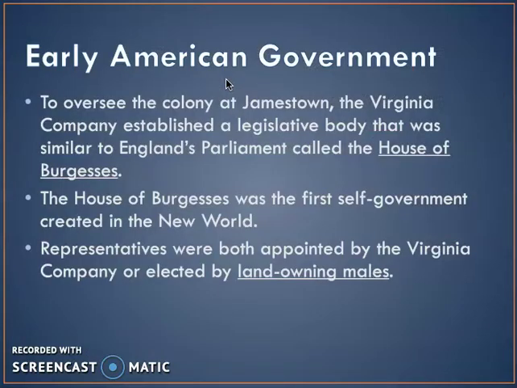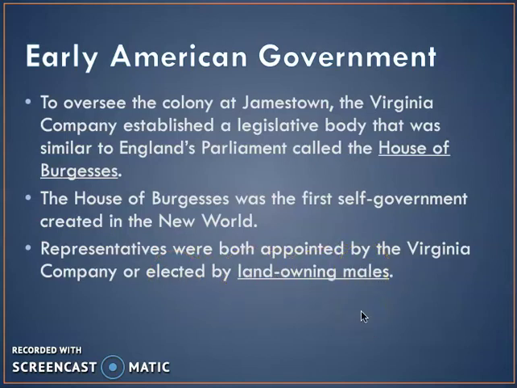Now, the early American government. All right, so to oversee the colony at Jamestown, the Virginia Company established a legislative body called the House of Burgesses. The House of Burgesses is the first self-government created in the New World. Now this is very, very important: representatives are both appointed by the Virginia Company and or elected by land-owning males. So that's a big one. Notice it's highlighted and underlined.